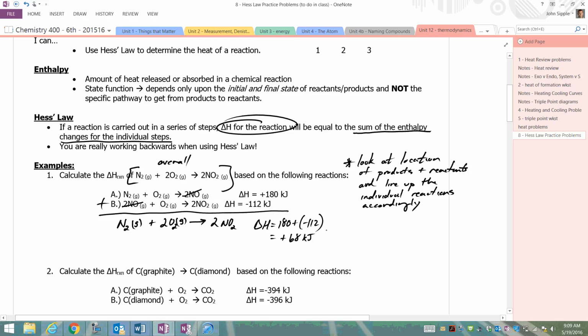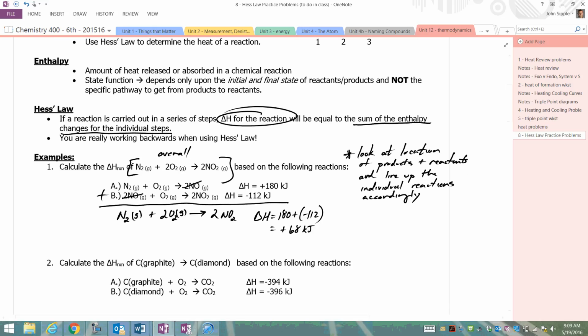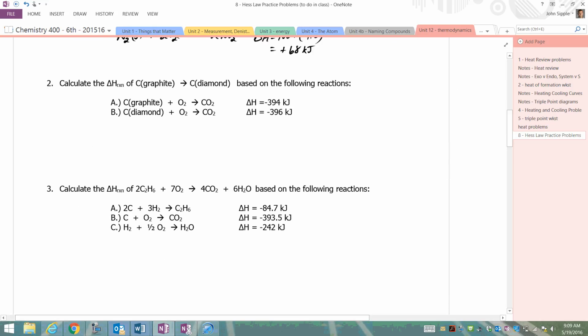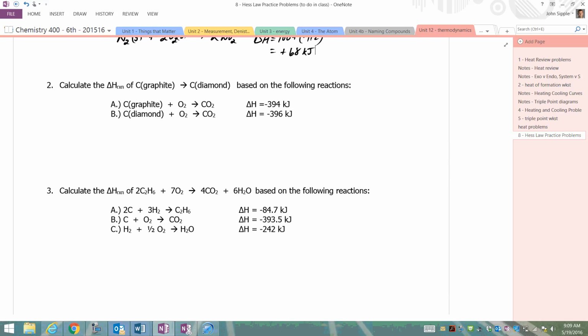Because we're going to manipulate and move these puzzle pieces around so they fit together. So the next one here, number 2. We've got graphite going to diamond, and we want to see what the delta H value is for that. We've got our two puzzle pieces: graphite plus O2 making carbon dioxide, and diamond plus oxygen making carbon dioxide as well. And then we've got our heat associated with those.